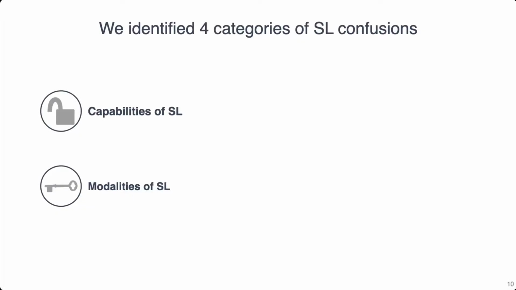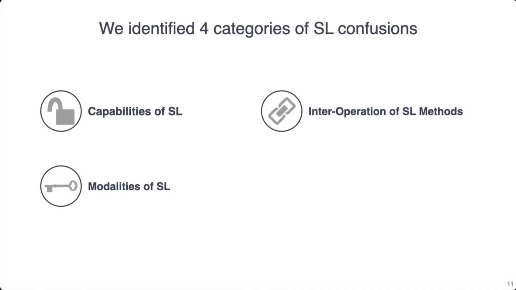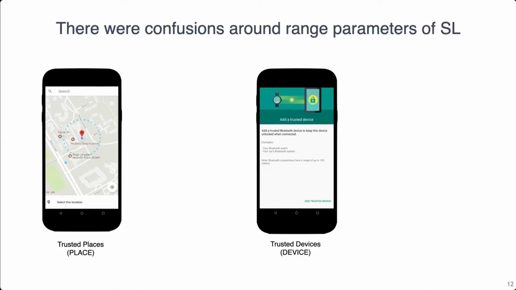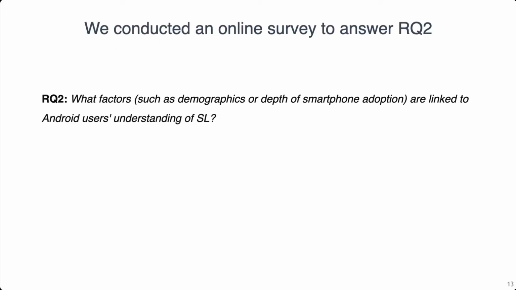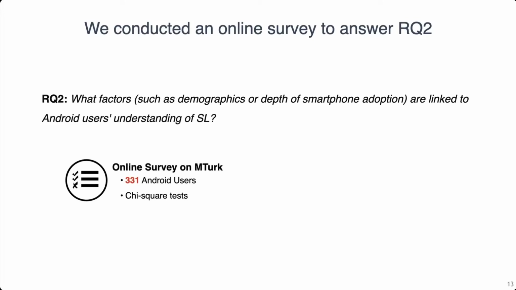The third category encompassed confusions about how SL methods interoperate. The participants did not know when the phone would be unlocked if more than one method was enabled at the same time. Finally, the last category was regarding the range parameters of SL. Understanding when the phone would be unlocked by place and device required knowledge of their range parameters, which most of the participants lacked. To quantitatively evaluate the prevalence of these misunderstandings and also to answer our second research question, we next conducted an online survey on Amazon Mechanical Turk.